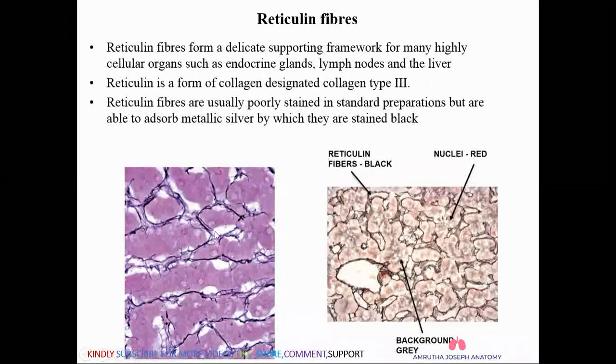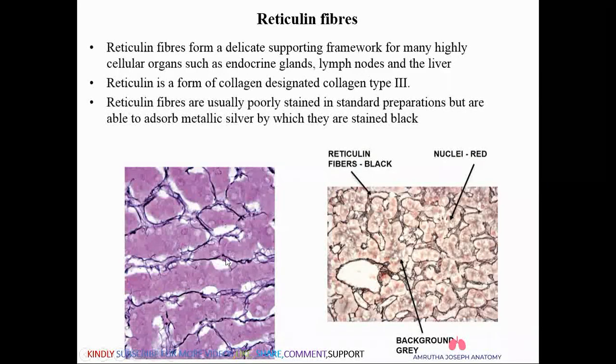Now, why did I say that here? Because the reticulin fibers usually will not take the hematoxylin and eosin stain. To see the reticulin fibers clearly, you need a special staining, and that special staining is called metallic silver staining. So this is a picture where you can see this tissue is stained by the metallic silver, and the collagen fibers are seen very clearly.